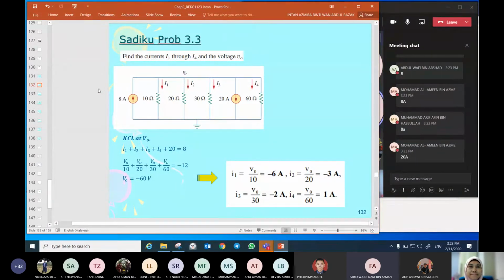Just now I asked what are the currents entering the node, so the answer is A. Now specify the currents leaving the node. Quick, Farid.